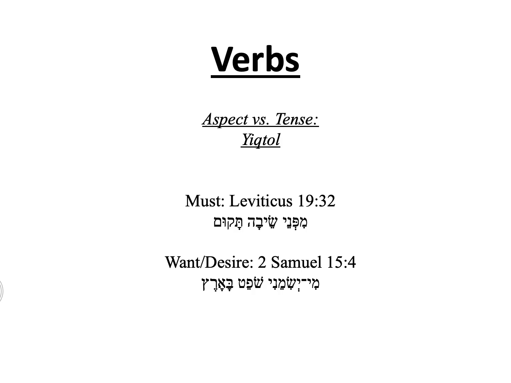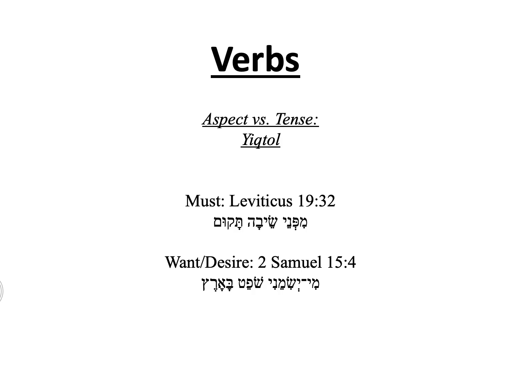Two final usages to highlight here of the yiktol imperfect. In Leviticus 19:32, the word is used almost volitively, almost as an imperative. In the presence of gray hair, you must rise. And in 2 Samuel 15:4, Absalom uses the imperfect as a wish or a desire, literally saying, who will appoint me as a judge in the land? But he's really saying, oh, that I were. Oh, I wish somebody would do this, looking to the future.